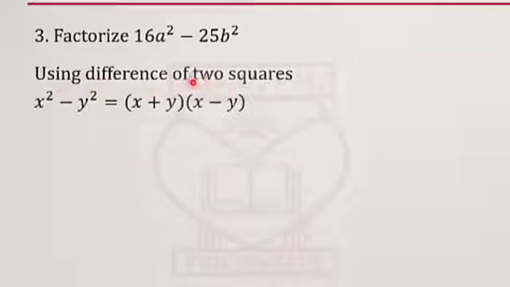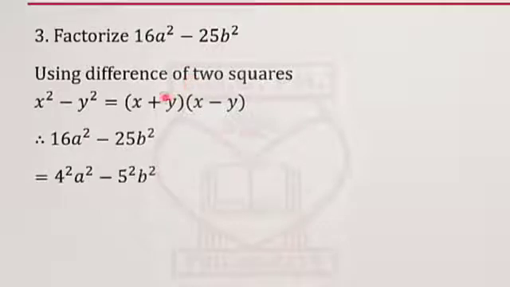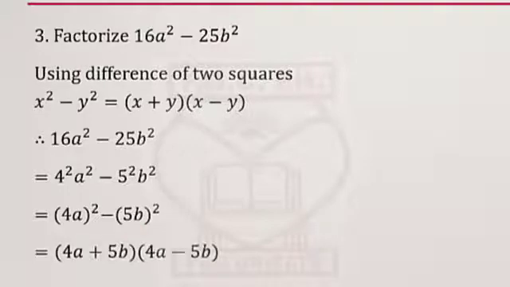So if I have 4 squared a squared, it can be written as 4a all raised to power 2. Then if I have 5 squared b squared, it can be written as 5b all raised to power 2. Then applying difference of two squares at this level, you have 4a plus 5b into bracket 4a minus 5b as our final answer.